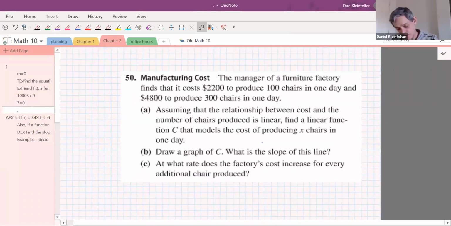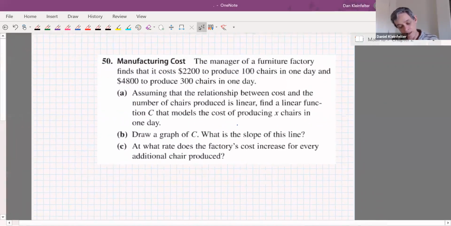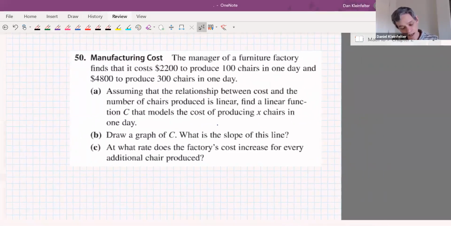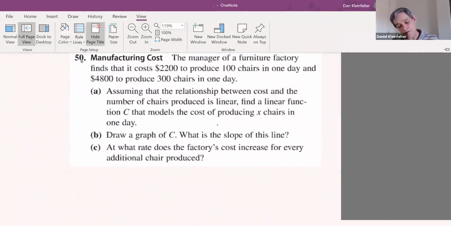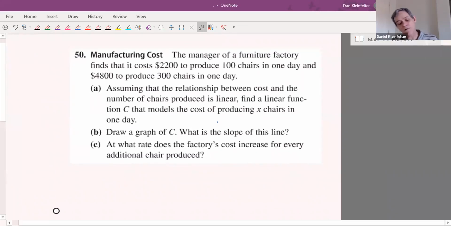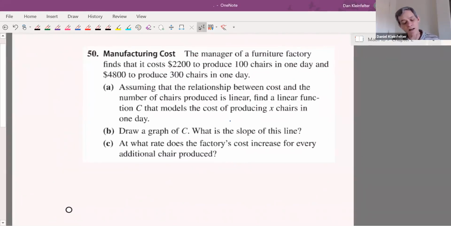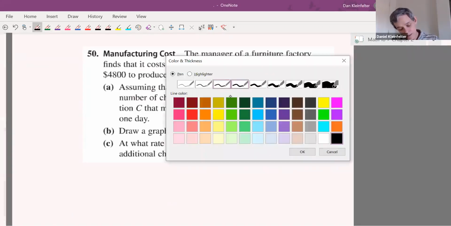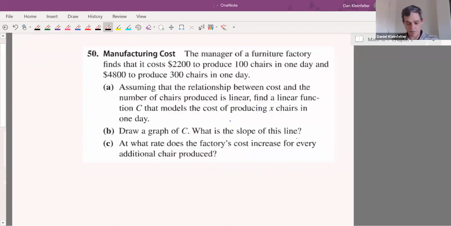Okay, so this one, there's several pieces to it. So here it says the manager of a furniture factory finds that it costs $2,200 to produce 100 chairs in a day and $4,800 to produce 300 chairs in a day. And then assuming that this relationship is linear, which is all we're equipped to handle right now anyways, find a linear function c that models the cost of producing x chairs in one day.